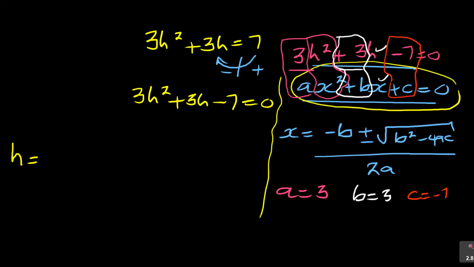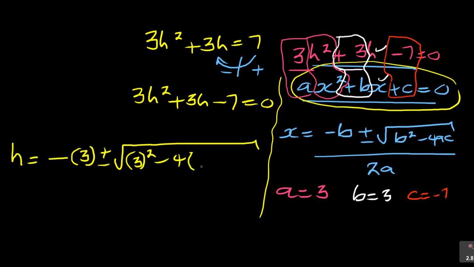So when you're writing this formula, h is equal to, now where it says minus b, you say minus bracket b is 3. I'm now following this quadratic formula. Plus or minus square root of bracket b squared, which is 3 squared, minus 4a, which is 3, c is negative 7, and then you divide all over 2 and my a is 3.